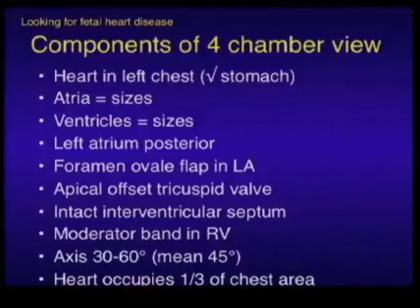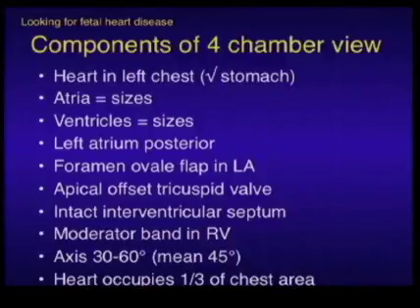The atria should be about equal to each other in size, as should the ventricles. Normally, before birth, there's a little more flow through the right side of the heart than to the left side. So you can see the right atrium and ventricle looking a little plumper than the left atrium and ventricle, but they should be pretty close to each other in size. The left atrium is the posteriormost chamber, and the foramen ovale flap is usually visible in the left atrium.